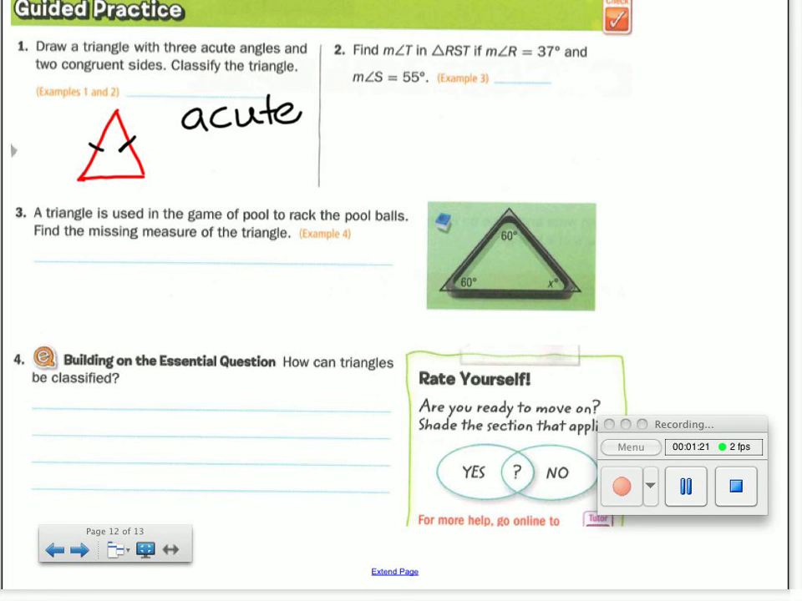If there are no congruent sides, that's called scalene. If there are 2 congruent sides, it's isosceles, and 3 congruent sides would be equilateral. Isosceles. Yeah, isosceles.